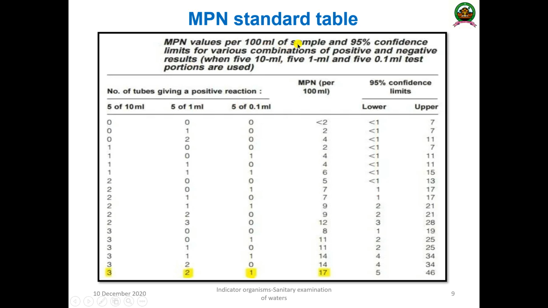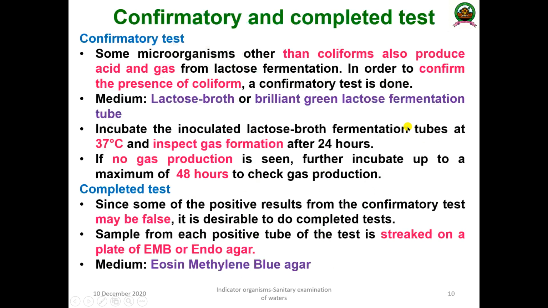So that is known as the MPN standard table, and this particular test is known as the presumptive test. So after the presumptive test, what are you going to get? In 100 ml of the water, how many coliforms are present? That is what you are going to get. If you see 5, 5, 5, then the number will be very, very high. Here there is 95% confidence. The result is not 100% correct. It is 95% correct. This is not that accurate.